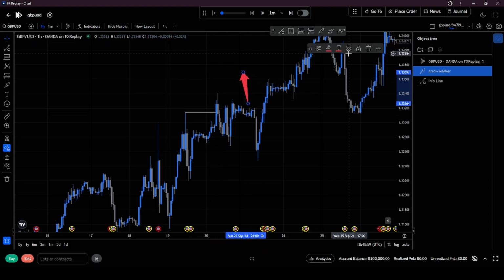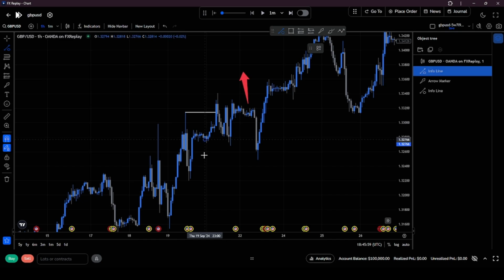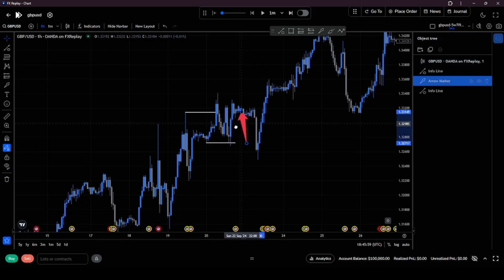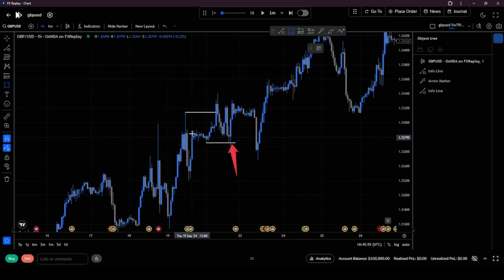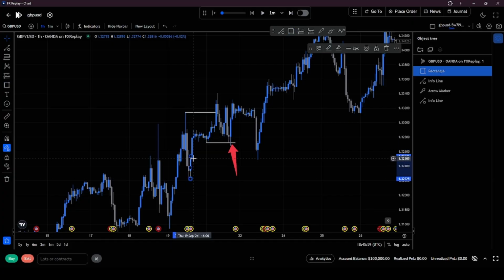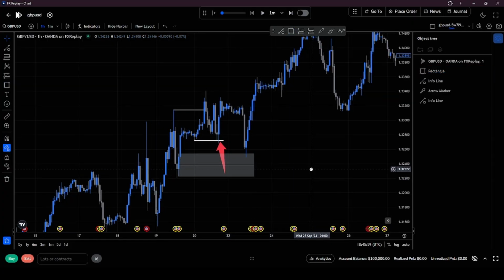Price came back, swept that low, couldn't make another break of structure, came back again to sweep that low, mitigate this 1 hour demand zone, and then dish out.